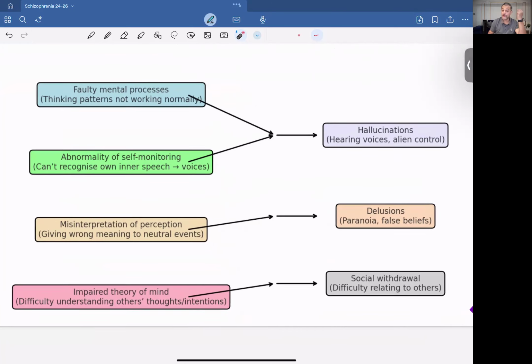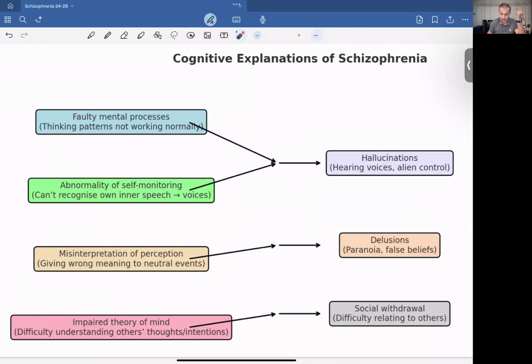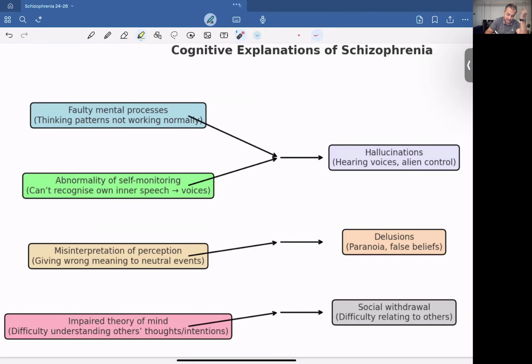Number one, there are four terms that I'd want you all to learn as we get started. The first one over here is faulty mental processes. Faulty mental processes, or in other words, when your thinking patterns do not work normally. When your thought process is faulty, we refer to that as a faulty mental process. Just learn this for now, faulty mental processes.